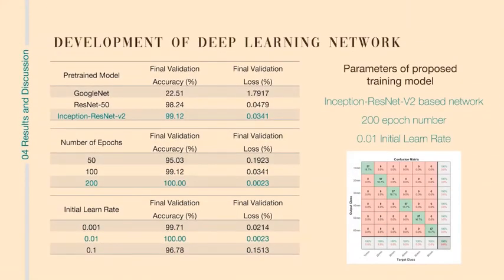After the training and validation of the CNN deep learning network, we can conclude the performance as in the slide. Among GoogleNet, ResNet 50, and Inception ResNet V2, Inception ResNet V2 performed the best with 99.12% validation accuracy and 0.0341% validation loss. Then, the model is tested with different numbers of epochs and initial learn rates for the training options. After the experiment, 200 epochs and 0.01 initial learn rate performed the best with 100% validation accuracy.